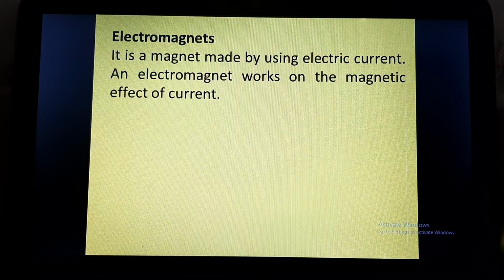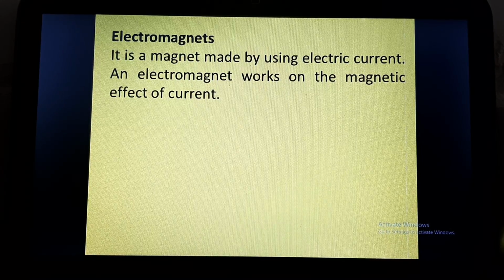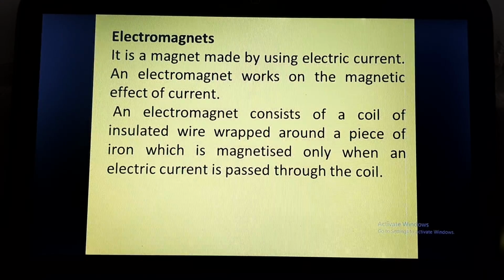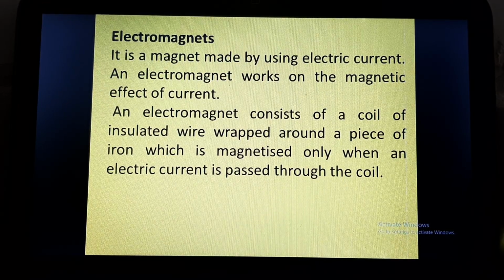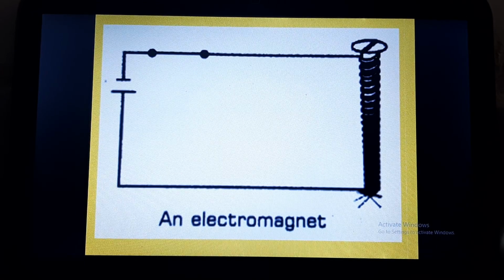Now we'll be studying about electromagnets. Electromagnets are the magnets which are made by using electric current, and electromagnets work on the magnetic effect of current. So an electromagnet is nothing but the same coil which consists of an insulated wire, wrapped around a piece of iron. Whenever the electric current passes through the wire or the coil, it starts behaving as a magnet.